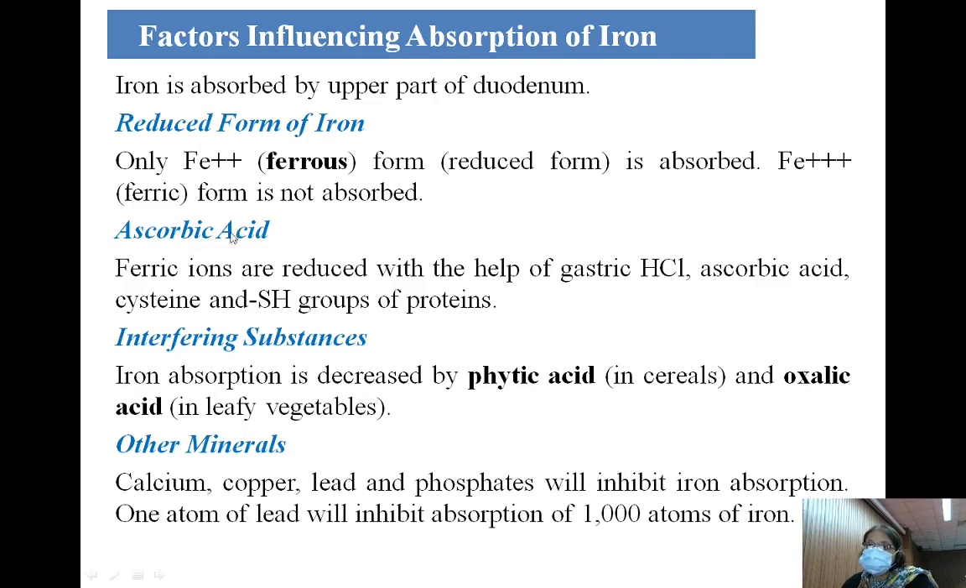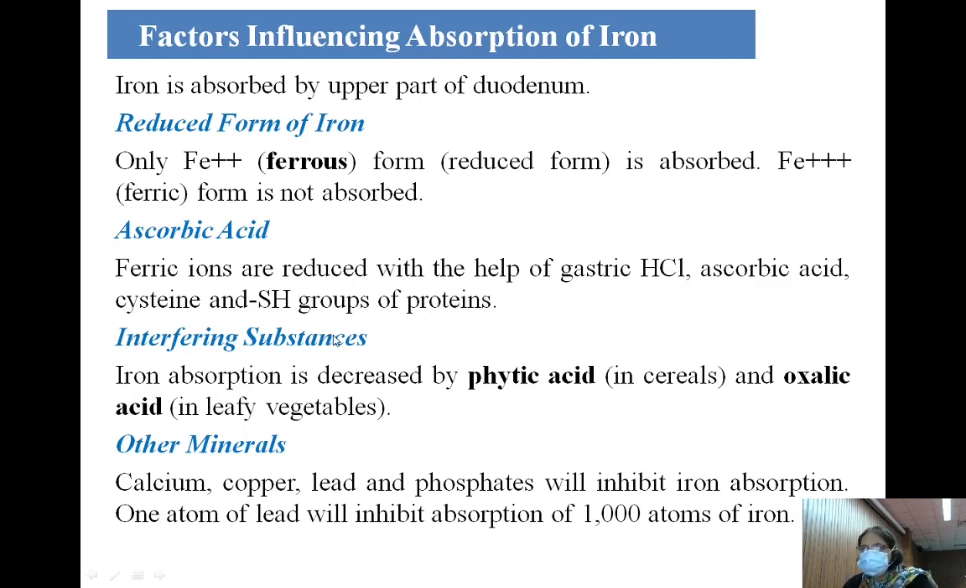Ascorbic acid is the active form of vitamin C. Ferric iron is reduced with the help of gastric hydrochloric acid and ascorbic acid. You know vitamin C is a strong reducing agent, that's why it is considered an antioxidant. So ferric iron is reduced with the help of gastric HCl and ascorbic acid, cysteine and the sulfhydryl groups of proteins.